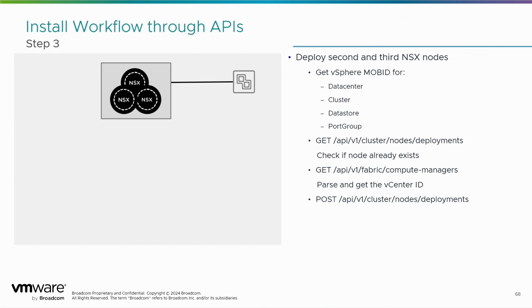In step 3, we deploy the second and third NSX nodes. We need to get the vSphere MOBID for the data center, the cluster, the data store, and the port group. We can then get the deployment information to check if the node already exists. And then we could check the compute manager to parse and get the vCenter ID.